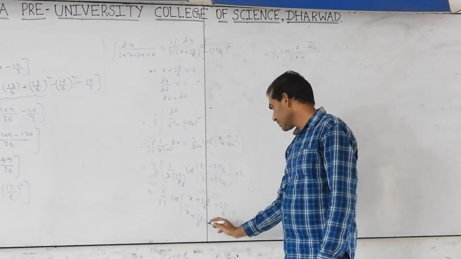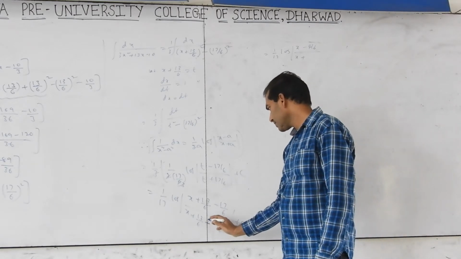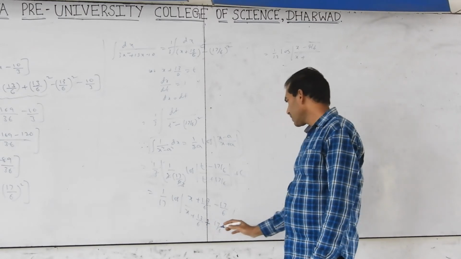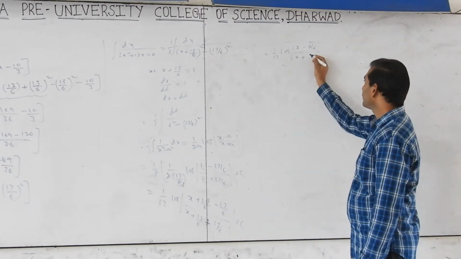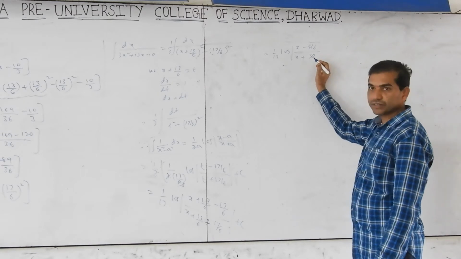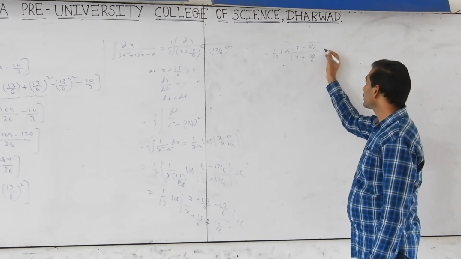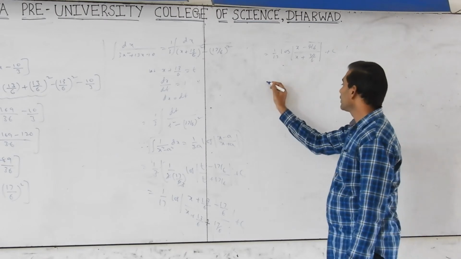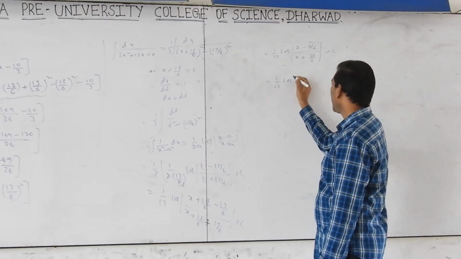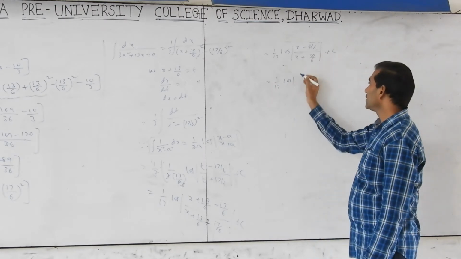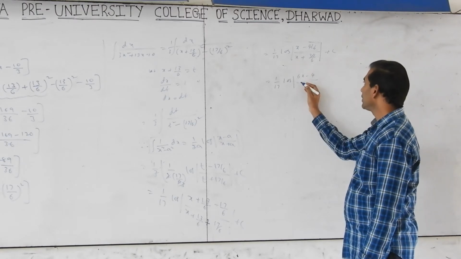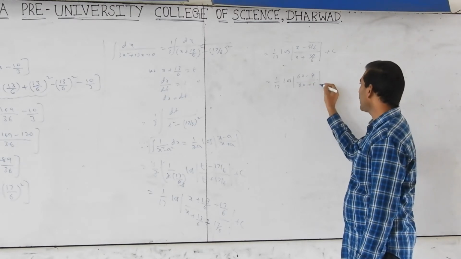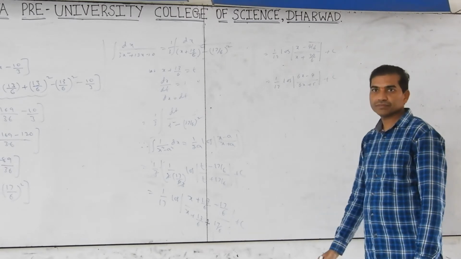Here 13 plus 17 is 30, right? 30 by 6, right? Plus C. 1 by 17 log of, taking LCM 6, (6x minus 4) by 6, and on the bottom, taking LCM 6, (6x plus 30) by 6. Finish. You got it.